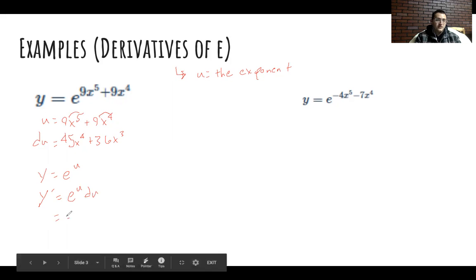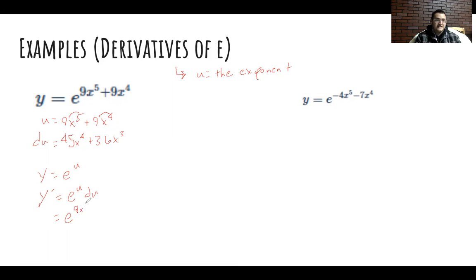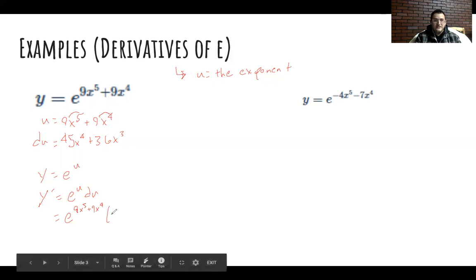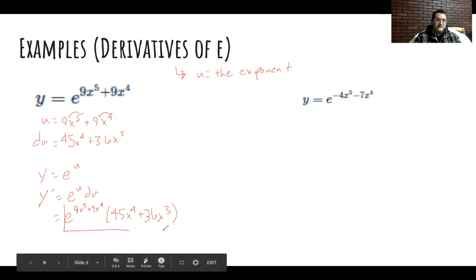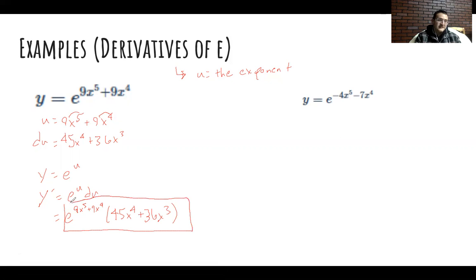All I need to put in is that my u is 9x to the 5th plus 9x to the 4th, and then I just multiply this by the du, which is 45x to the 4th plus 36x cubed. And that's our final answer. It's not glamorous, but it is, as a matter of fact, our final answer. Let's look at one more example and see that this is not a fluke.